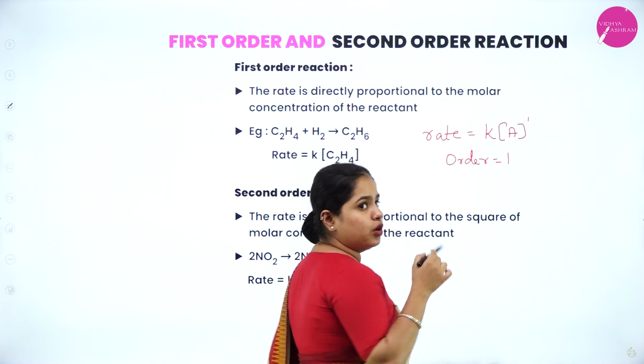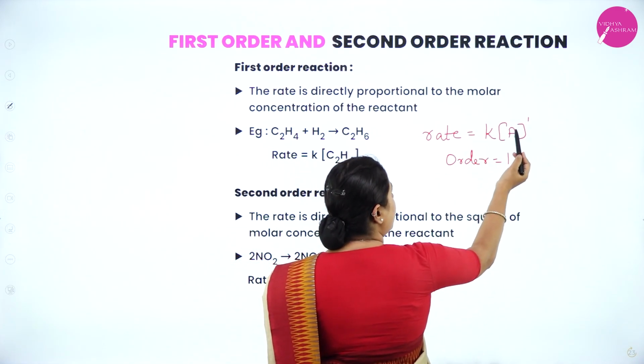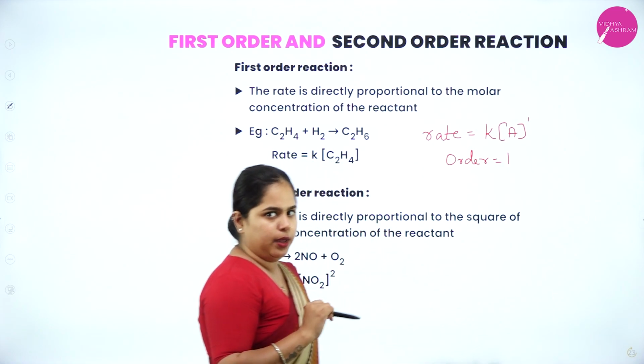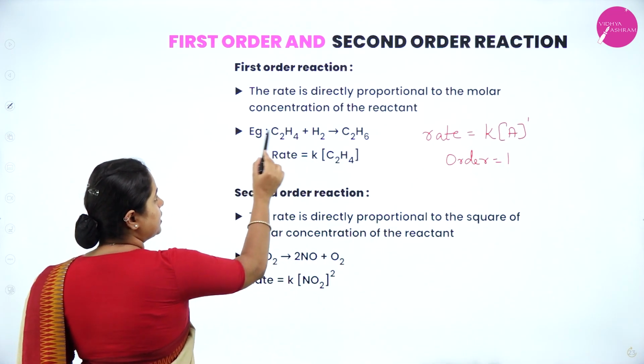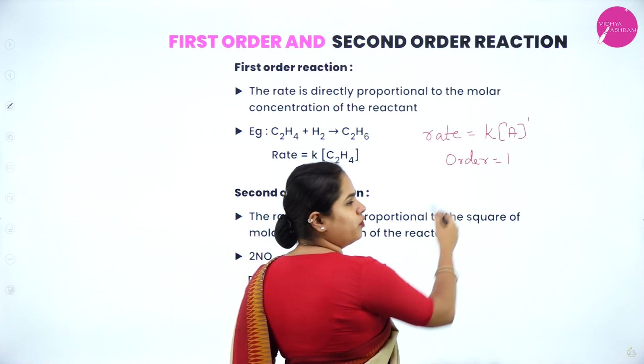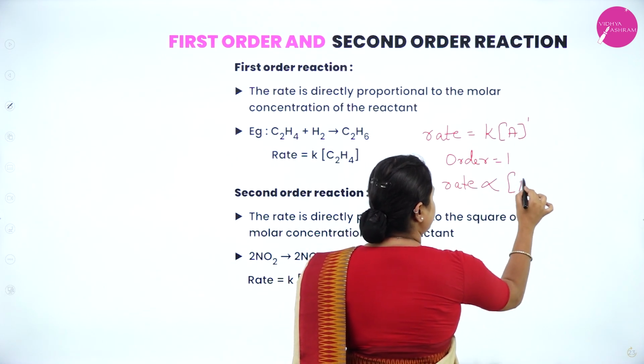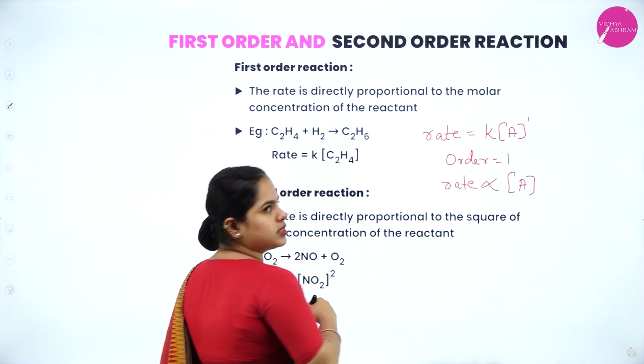So in this case, can you tell it is independent of the concentration? No, right? Rate is equal to K into molar concentration of A. Right. So in that case, the rate is directly proportional to the molar concentration of the reactant. So if I am removing this constant from here, what you will get? Rate is directly proportional to the concentration of A. So that is what is written here.